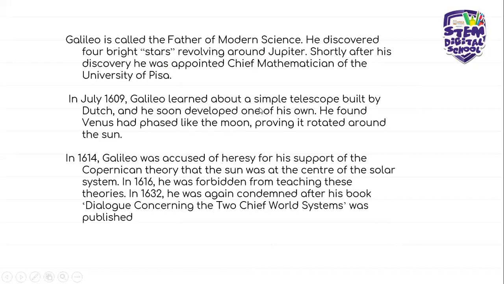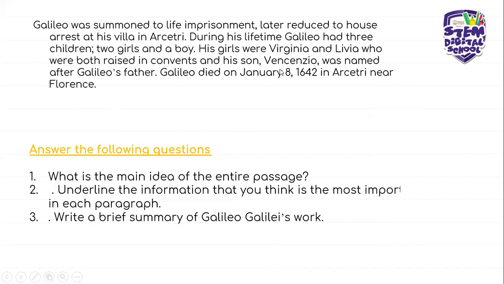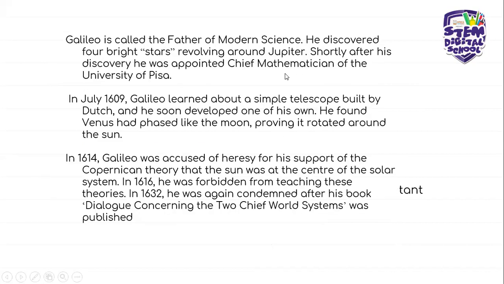And then in here, in July 1610, you can say. No, say this as well. It's fine. Oh, sorry. Okay, you're going to say this part as well. And he was a chief mathematician of the University of Pisa. Okay, and then in this paragraph here. In July, he learned about a simple telescope built by the Dutch, and he soon developed one of his own. Okay, you stop there and then you go to this one here.